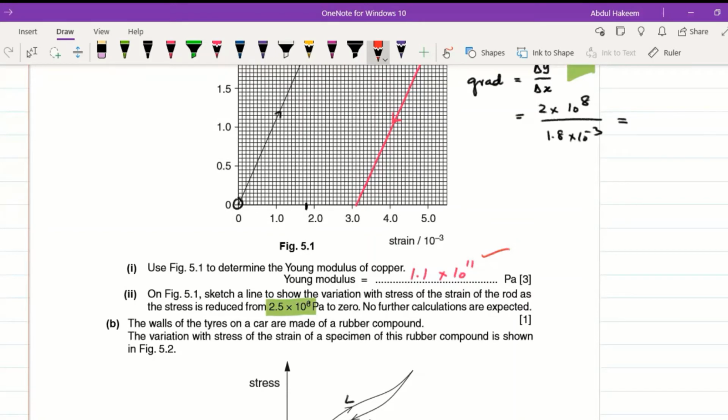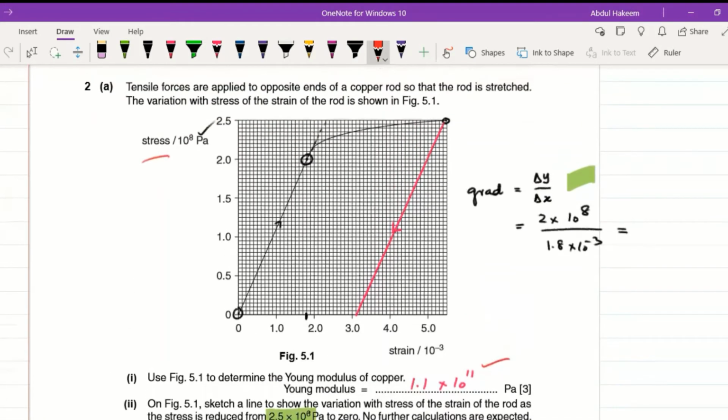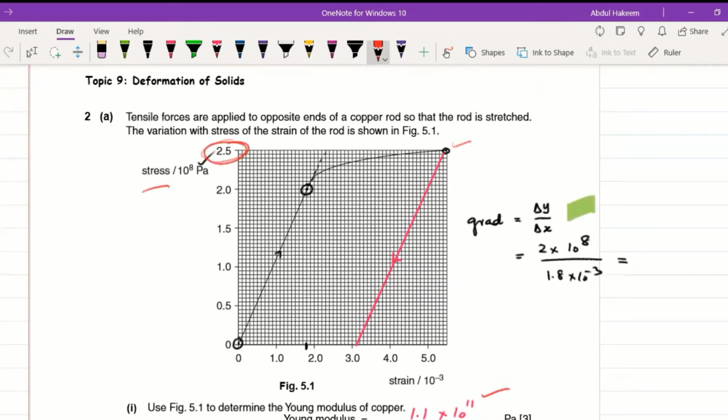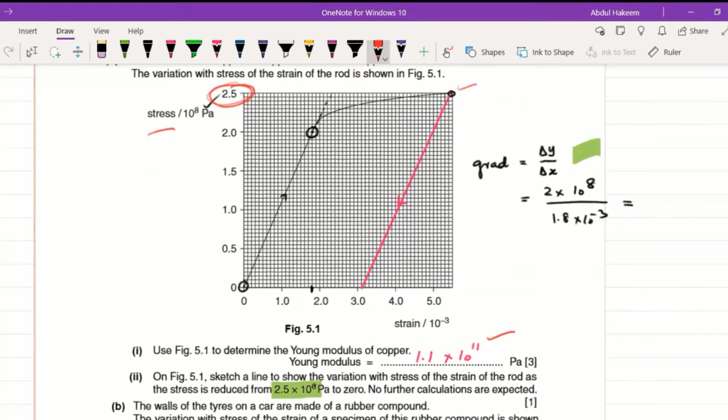No further calculation is expected, meaning it is extended to this stress, which is 2.5 into 10 power 8, meaning this value. So it is at this point, and we have to unload it. So while unloading, we will draw a line which is parallel to the previous, because the Young modulus while loading and unloading will remain the same. The Young modulus is the gradient, so parallel line. So you have to draw this parallel line.